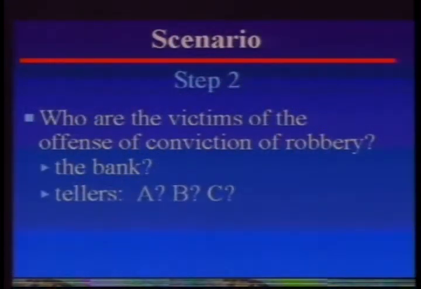How about tellers A, B, and C? Where the tellers are going to be considered, let's take them one at a time, at least initially. Are the tellers going to be victims of this offense of conviction? Anyone else want to take a stab at it out there?